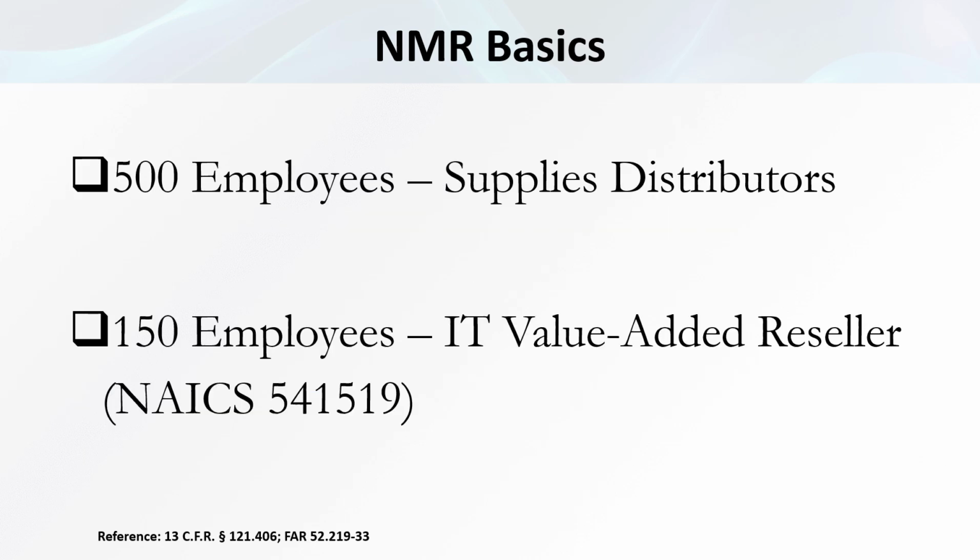The NAICS codes that are associated with a non-manufacturer rule are generally those in sections 31 through 33. The size standards related to these NAICS codes for the purposes of the distributors is 500 employees. Those who fit the size standard are dealing with some kind of product or supply.